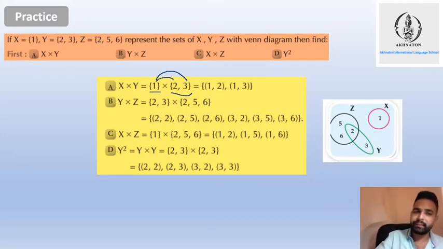I will write x, then I will write z, then we'll distribute the elements of x among the elements of z. Y square: we know that y square means y product itself, y product y. So I will write y product y: {2, 3} product the set {2, 3}. Then I will distribute 2 with 2, then 2 with 3. Then I will distribute 3 with 2 and 3 with 3.